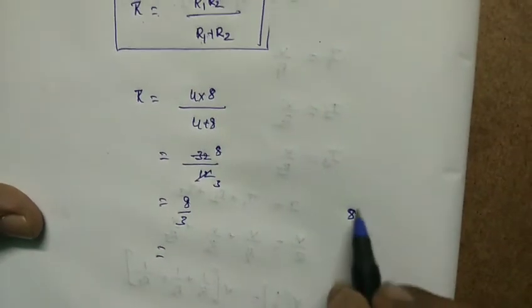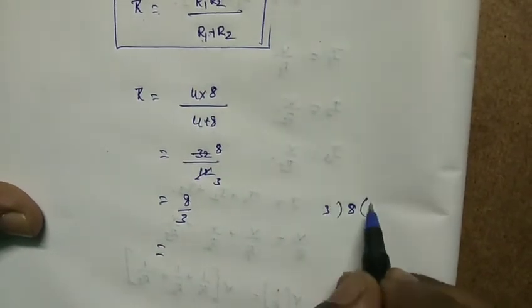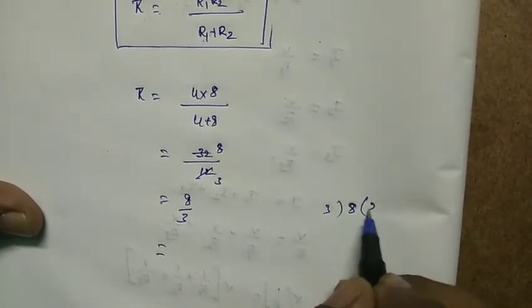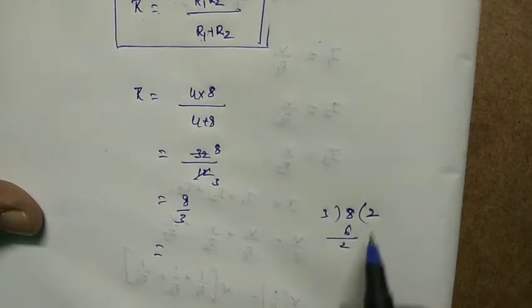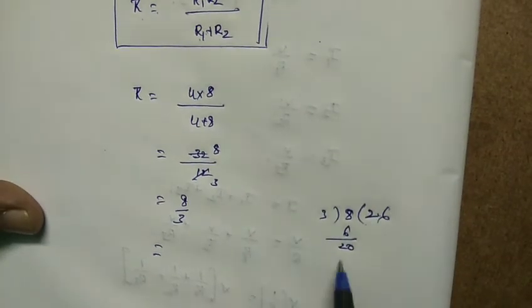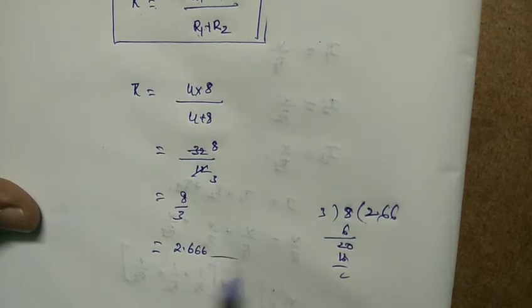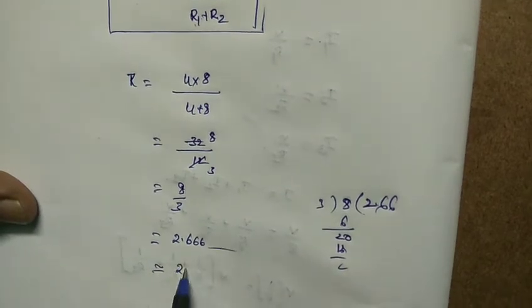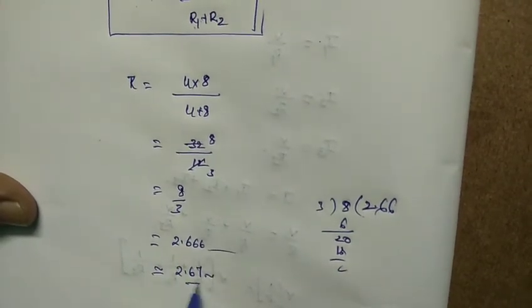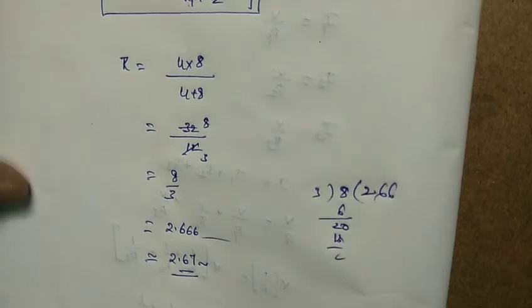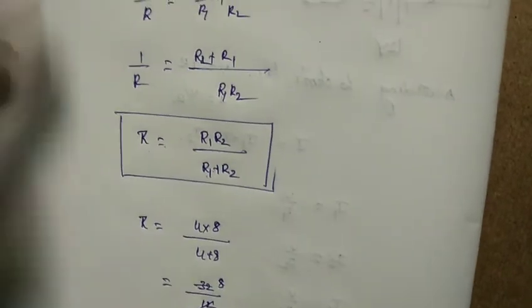So what is 8 by 3? See here, 3 3s are 9, 3 2s are 6. Again 2 remaining, 0, 18, again 2. 2.6666 like that, so approximately 2.67 ohms.